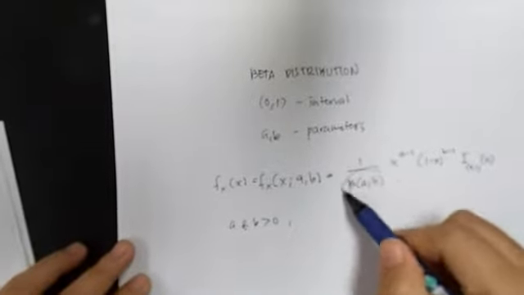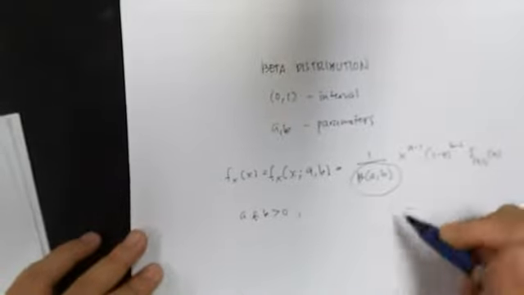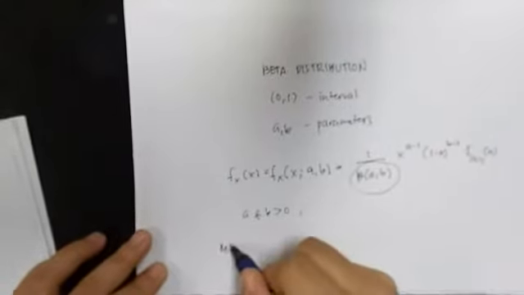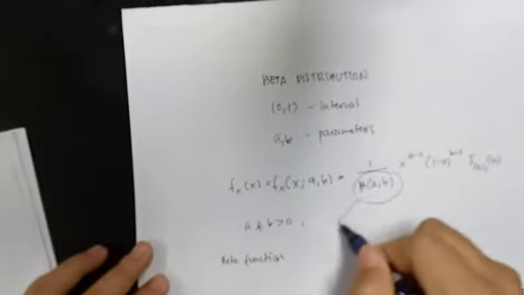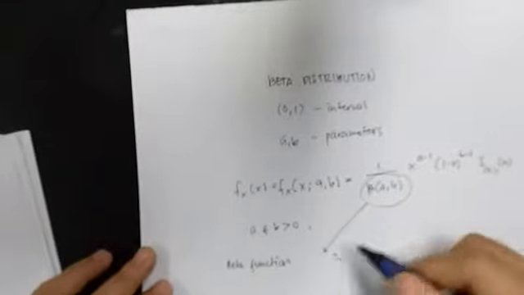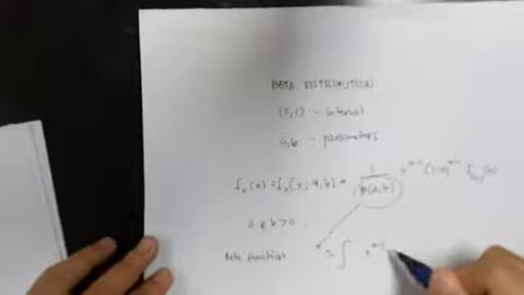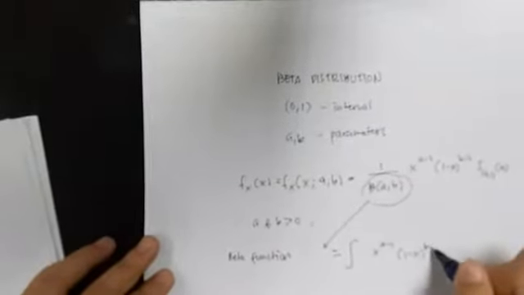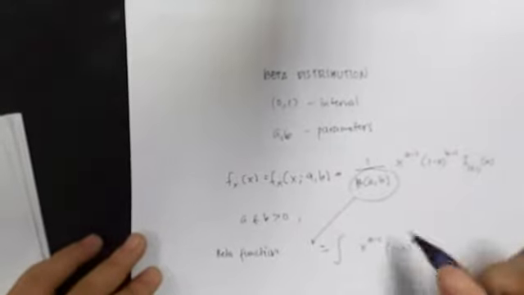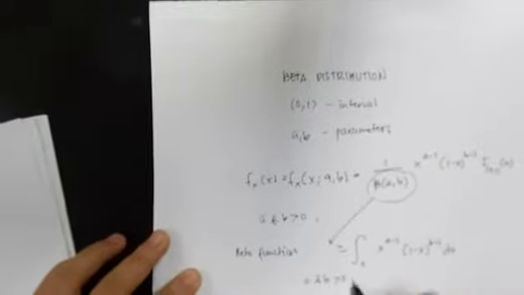Now take note of this expression. The big B of a and b is the beta function. Now what is the beta function? It is defined as the integral of x to the power of a minus 1 times the quantity of 1 minus x raised to the power of b minus 1 dx, integrated from 0 to 1. Of course, as usual, a and b are greater than 0.